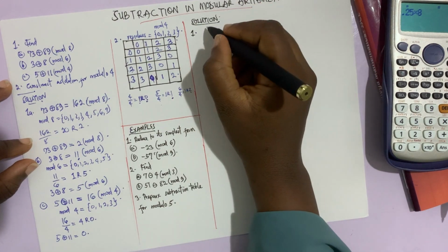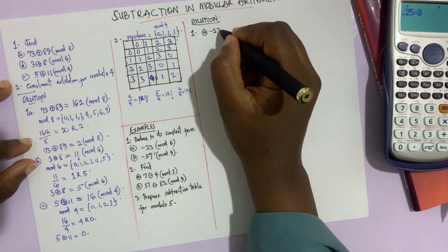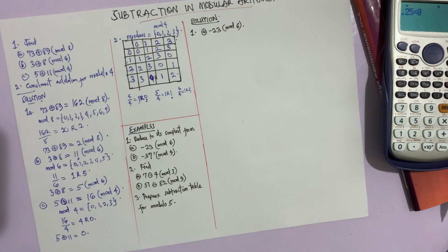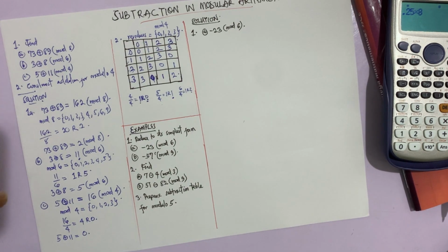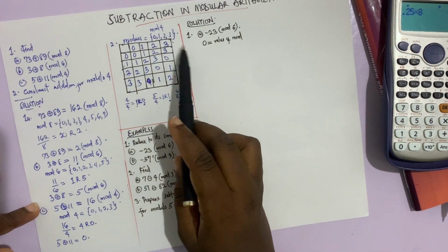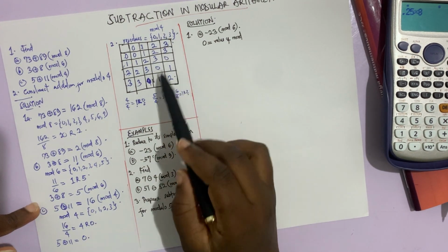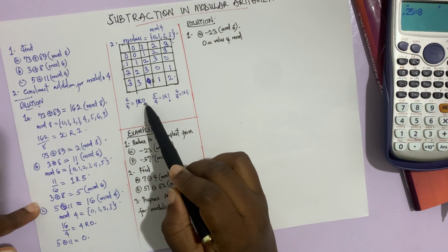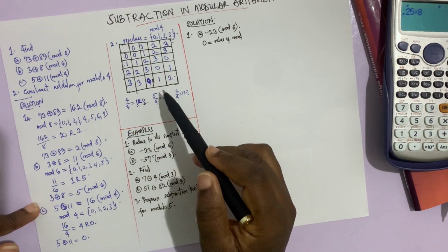1. We are asked to reduce minus 23 to modulo 6. One thing that I want you to understand is that in any modulo, the value of that modulo is equal to 0. And you see this from the examples that I've done. You see here that in mod 4, when we got 4, it was what? 0, because it will give us remainder 0.